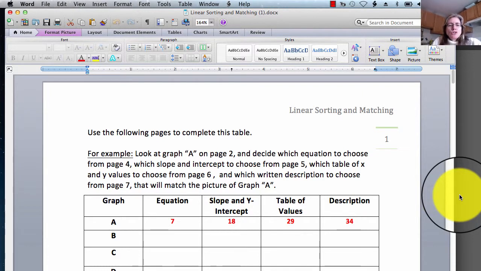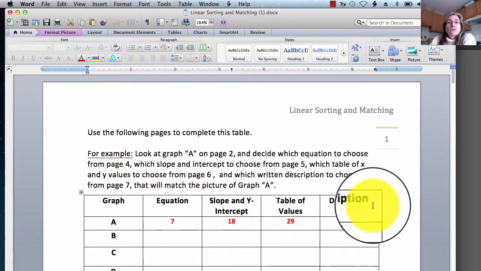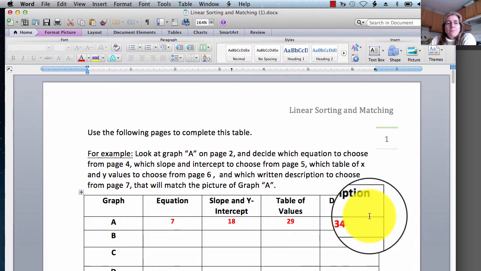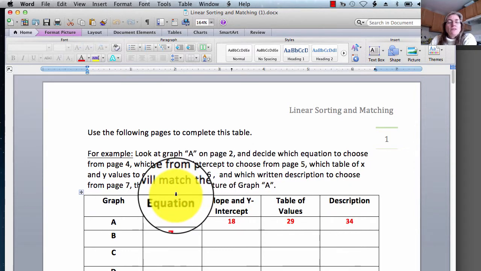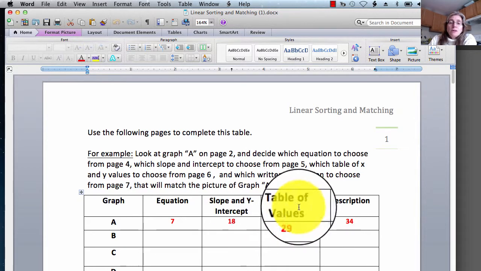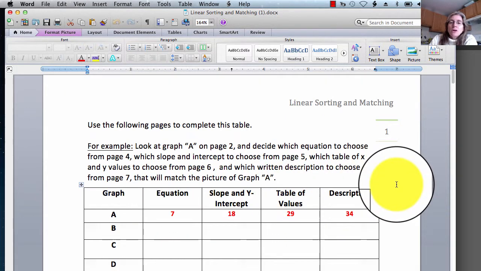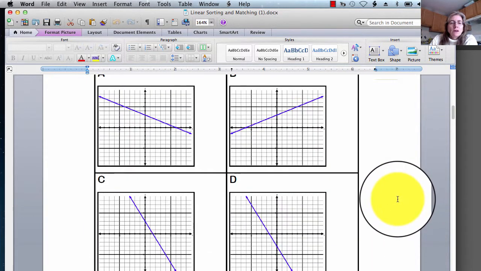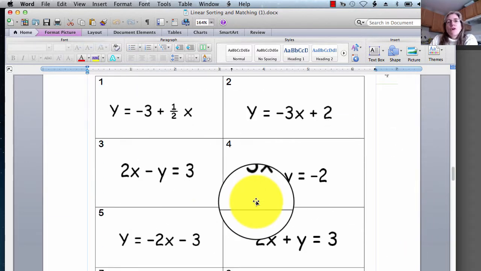Okay, so what we're going over in part 3 here is the description. We're going to talk about that. What we talked about in part 1 was we figured out what the equation was and the slope and y-intercept. And what we did in part 2 was we did the table of values, but we had to take also the equation section of this sheet, which has all these equations in different formats.